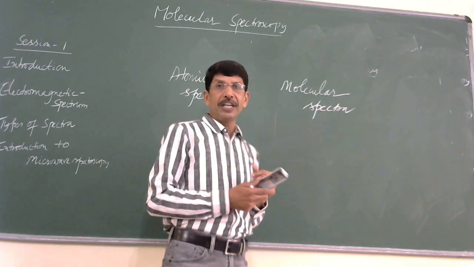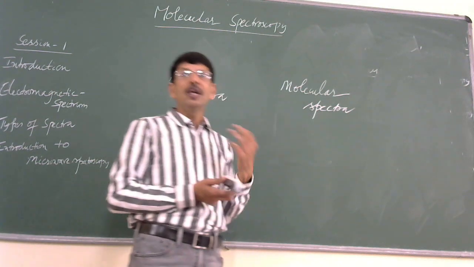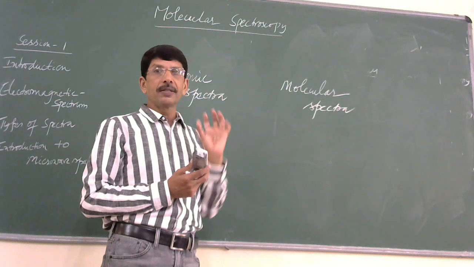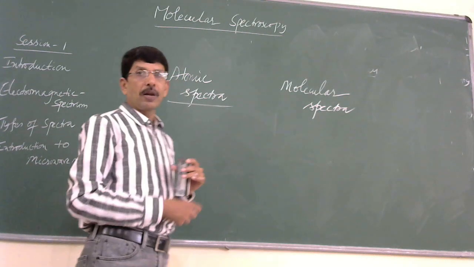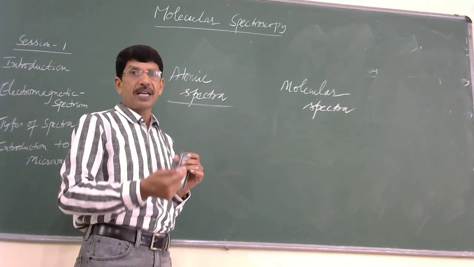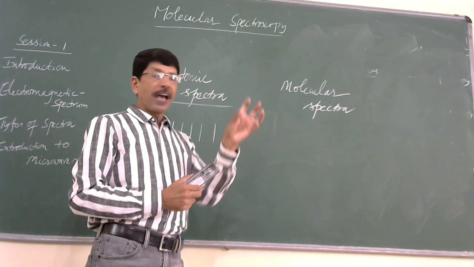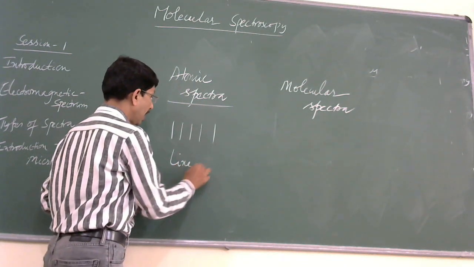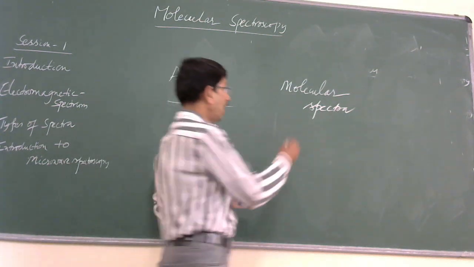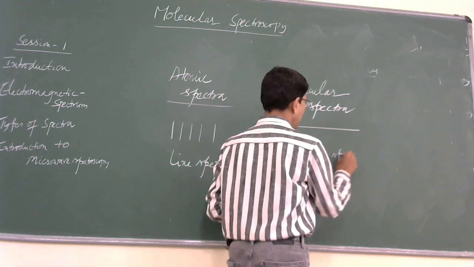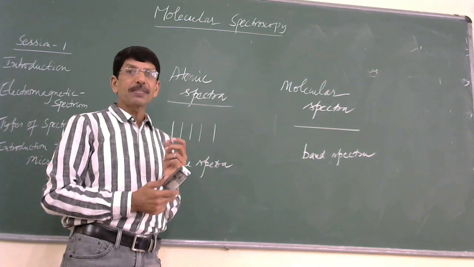If the matter under study is a molecular sample, then the spectra given out by the molecular sample is called molecular spectrum. And what is the difference in the spectral lines that we observe in atomic spectra and molecular spectra? In atomic spectra, like the hydrogen spectrum, sodium spectrum, or spectra of alkali metals, we have well-defined lines. So the atomic spectrum consists of well-defined lines, hence atomic spectra are also called line spectra. On the contrary, molecular spectra consist of bands, hence these are called band spectra.